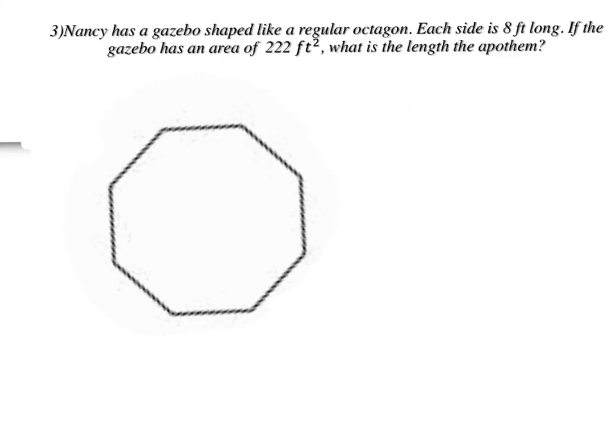In this problem, it says Nancy has a gazebo shaped like a regular octagon. Each side is 8 foot long. Okay, so it's 8 by 8 by 8. And it says if the gazebo has an area of 222 square feet, what's the length of an apothem? Okay, so the whole area is 222. So we want to work backwards to figure out the height. The apothem is basically the height of one triangle right here. That's h for height, which is also the apothem.